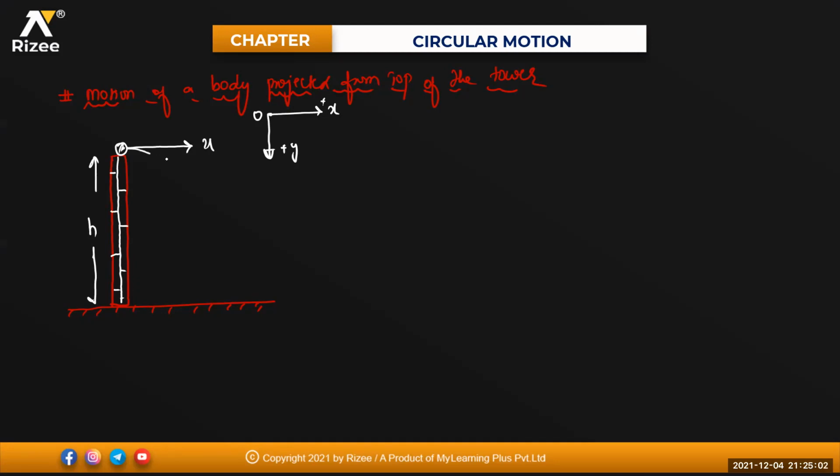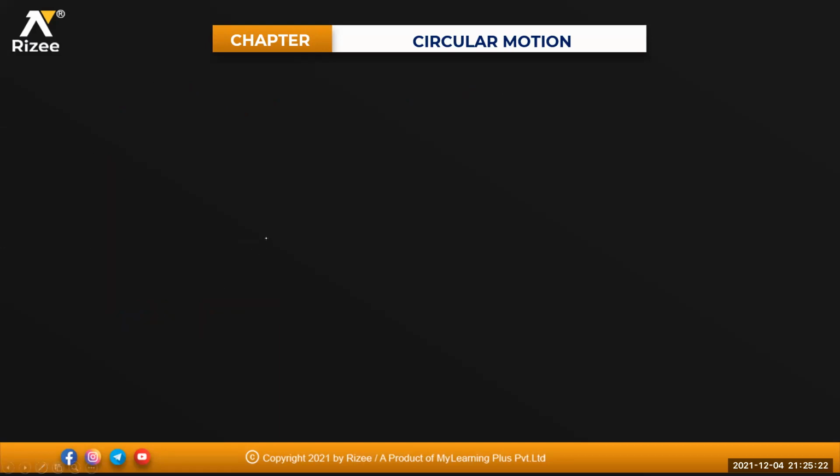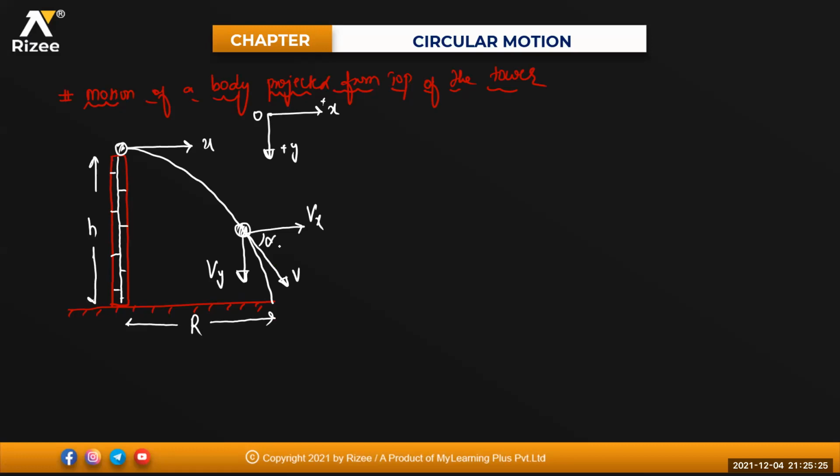The path followed by this one will be something like this and strikes the ground here. This will be the range. When the body comes here, it has a velocity v. The horizontal velocity will be vx, and the vertical velocity will be vy. It is making an angle alpha with the x-axis. This is some x coordinate and this is some y coordinate, that means this is x comma y. So some point P has both x and y coordinates, and this is your origin O, isn't it?